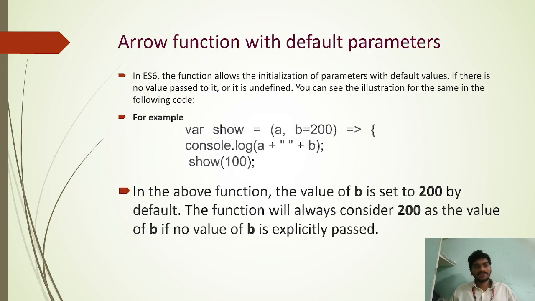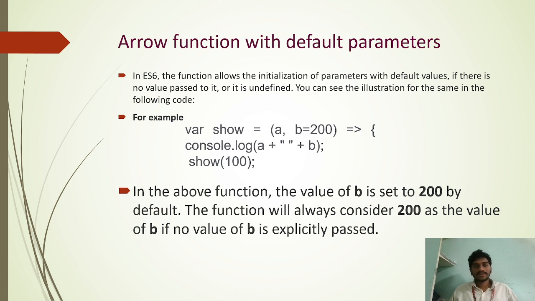And the next one is arrow functions with default parameters. Maybe you can also give it in ES6. The function allows the initialization of parameters with default values if no value is passed to it, or it is undefined. You can see the illustration for the same in the following code.